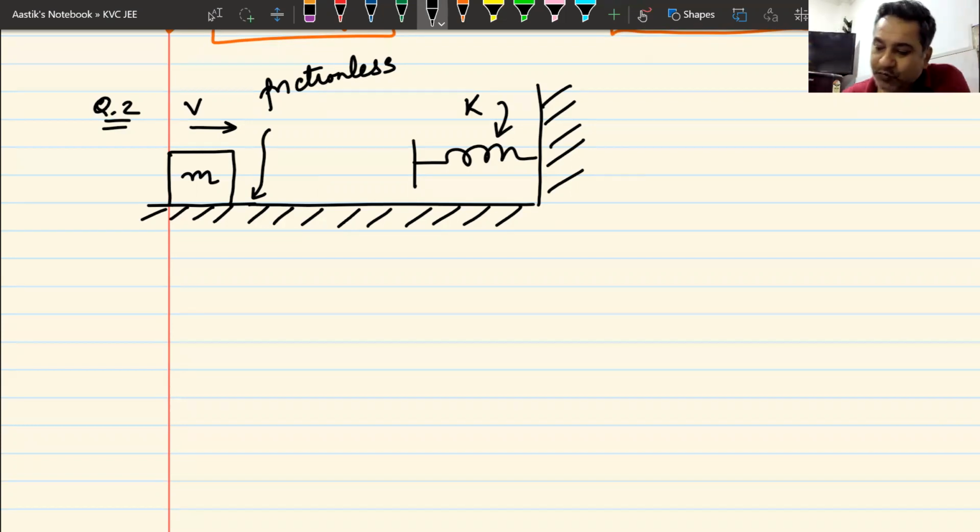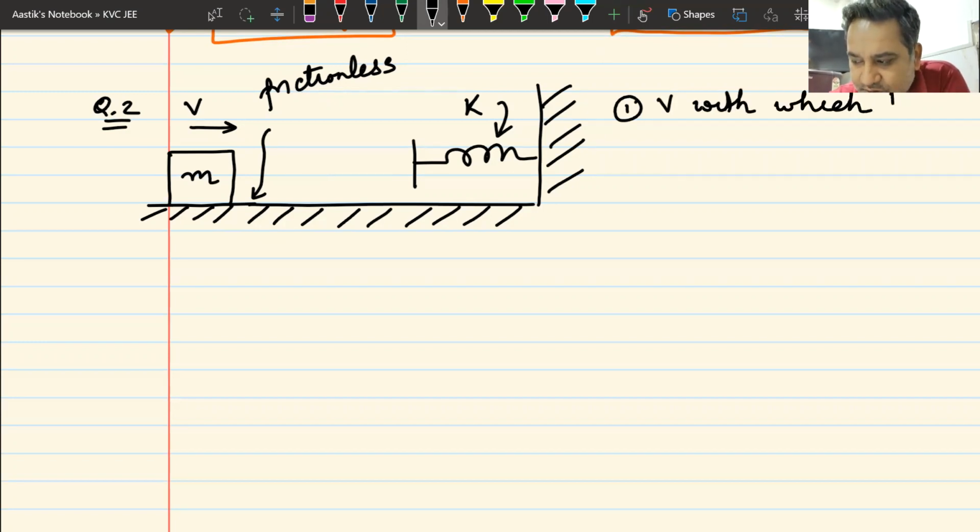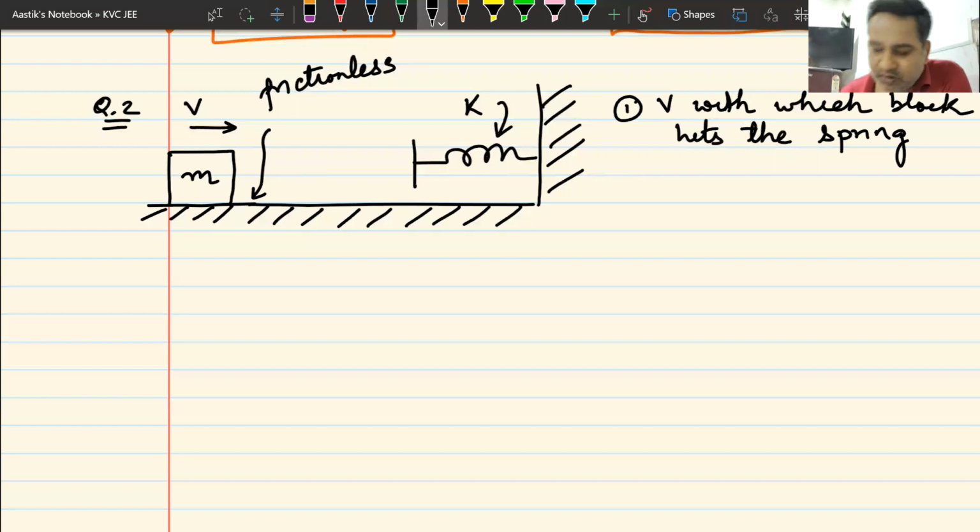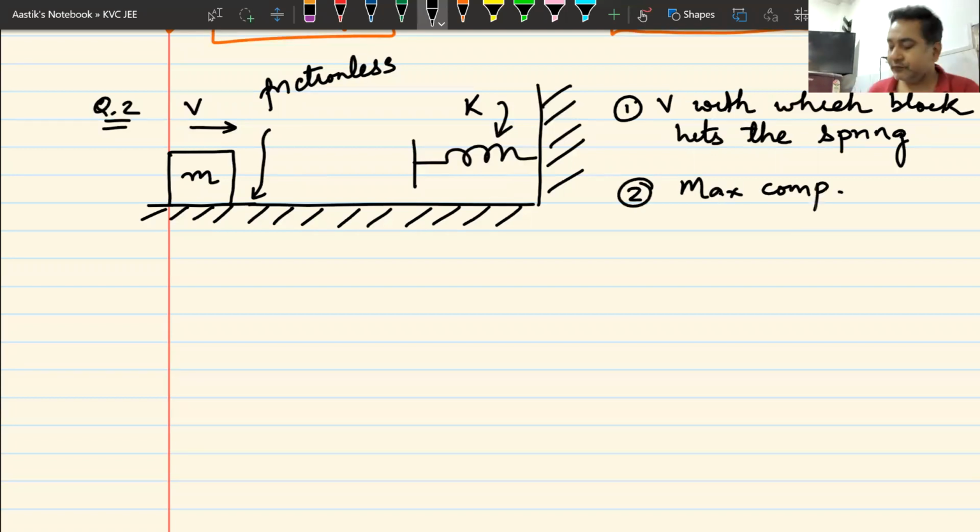Two questions I am going to ask. Number one, velocity with which the block hit the spring. That is the first question. With how much velocity the block hits the spring. Number two, you have to find out the maximum compression in the spring. Two questions have been asked.